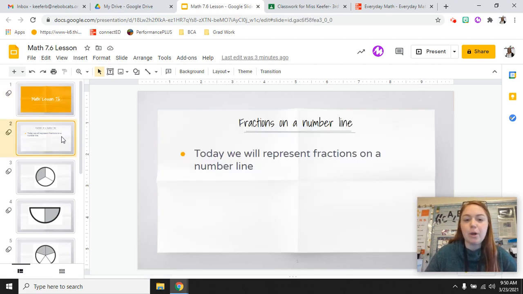So for today's lesson, we are going to be looking at fractions on the number line part 2. Yesterday we were introduced to fractions on the number line and what that kind of looks like and how it can help us compare fractions. Today we're going to look at that a little bit closer and try to understand fractions on a number line for fractions that seem a little bit tricky. So that's what we're going to talk about.